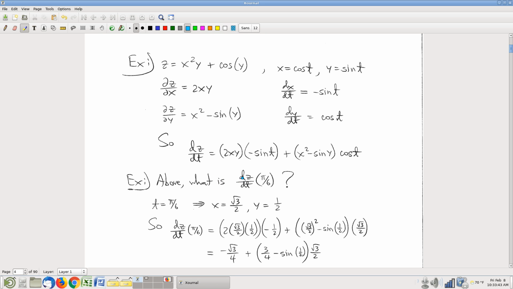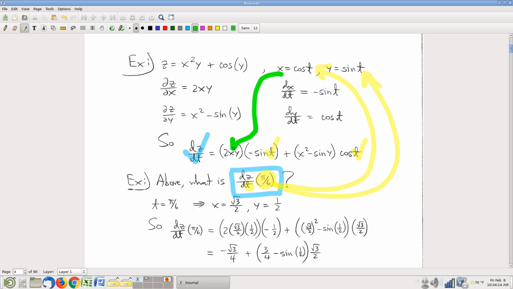So let's compute the value of this function. We've got dz dt. There it is. Let's plug in pi over 6. How do you plug in pi over 6 into here? Well, pi over 6 is a value of t, so you're going to plug that in for t. And what do you do with the x's and y's? It's exactly the same thing. You plug pi over 6 in for t, and then just don't forget x is a function of t, and y is a function of t.